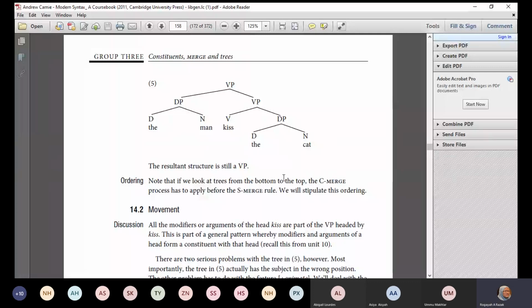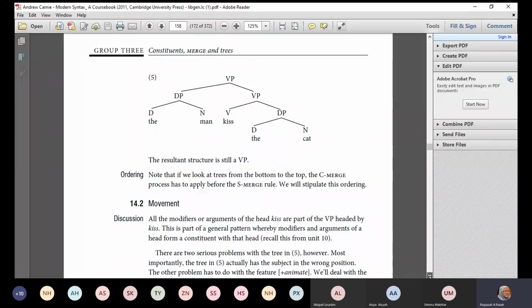So kita kata with the DP we use a C-merge, complement merge. With the VP, we use the VP inside. The VP inside, we use a C merge. But with the DP, the man is a specifier-merge, S merge. And now we go to movement.